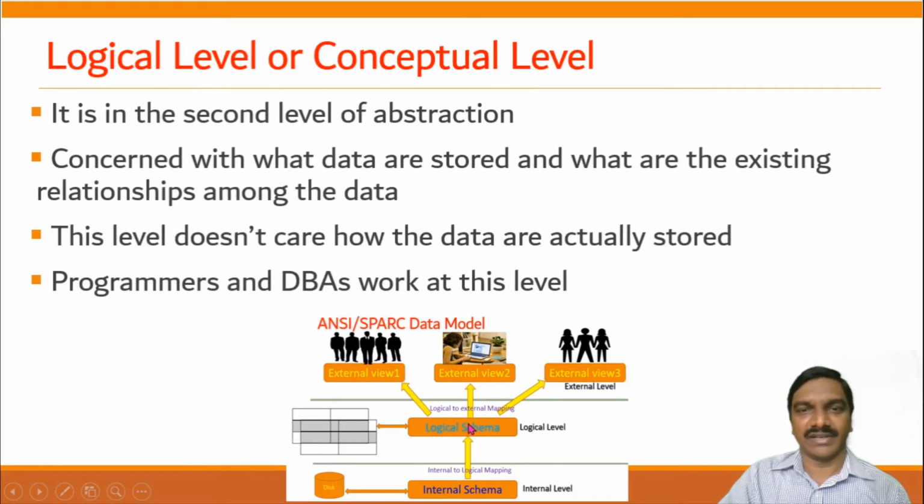Next comes the logical level. The logical level is the middle level or the second level of abstraction. It is concerned with what data are stored, for example employee data or student data, and what the relationships among this data are. Those things are handled by this logical or conceptual level. This level doesn't care about how the data are actually stored. How the data are stored will be dealt with by the internal level. Here it is what data are stored. Generally programmers and DBAs work at this level.